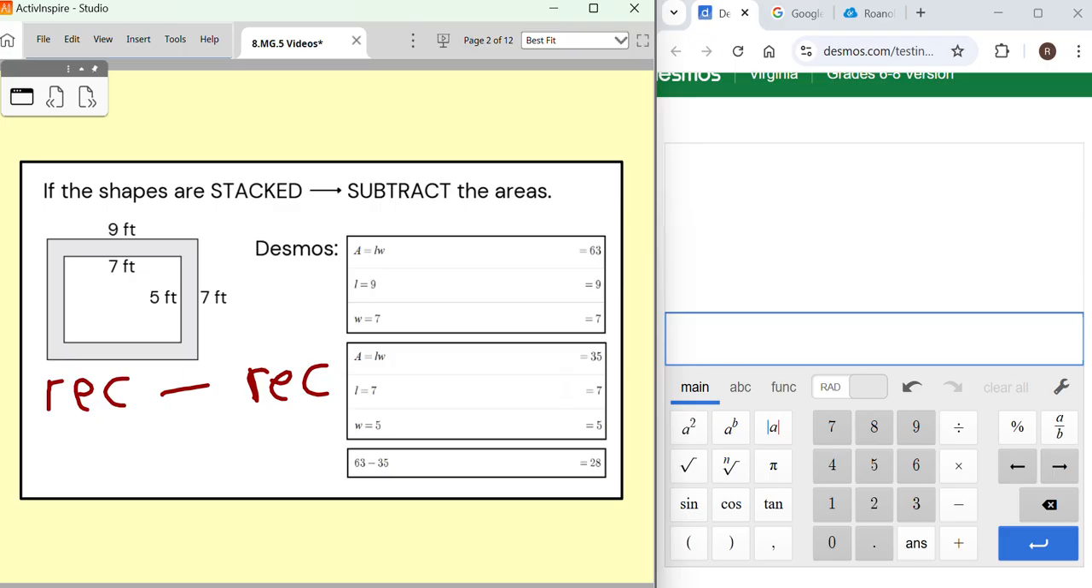So the area of a rectangle is LW. Let's do the big one first. L is 9, W is 7. That gives us an area of 63. So at that point, you would have to write it down or put it on another line in Desmos to keep it with you. Then we're going to change the L and the W for the smaller rectangle, which is 7 and 5, which gives you an area of 35. So 63 minus 35 gives you the area of that shaded region, which is 28 feet squared.